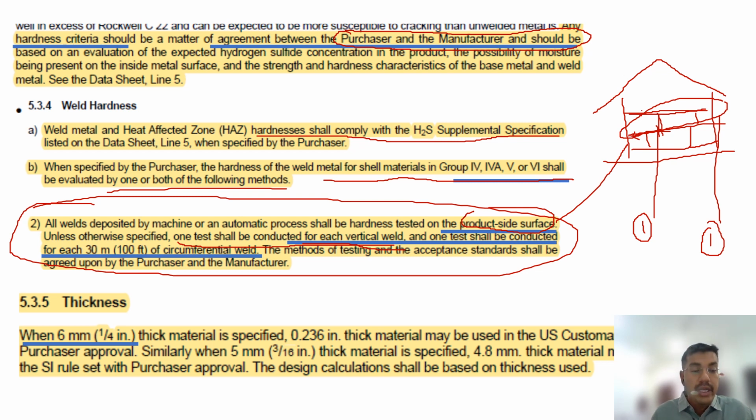Okay. Thickness. When 6 mm thick material is specified, thick material may be used in US customary units with purchaser approval, similar for 5 mm. Usually it asks what the thickness of the bottom plate, the shell plate, and the roof plate is. There is a 6-5-5 rule: 6 mm thick for bottom plate, 5 mm for shell, and 5 mm for roof as per API 650.